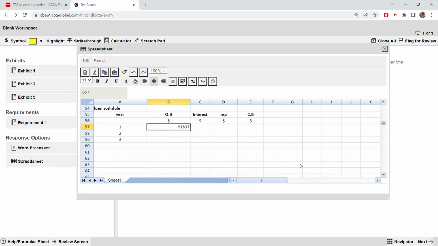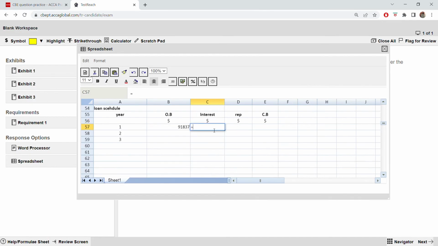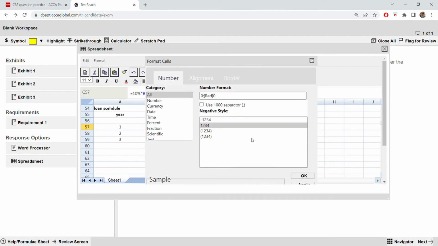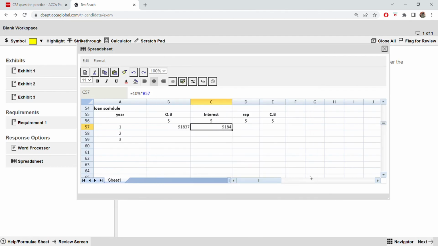What is the interest? Interest is 10%. I'm just going to make it a little bigger. Interest is 10% on this figure. Enter. If you see, the number is quite big. That's why you're not getting all the number. But you have to round it up. Make it bold because this is what you're finding out.